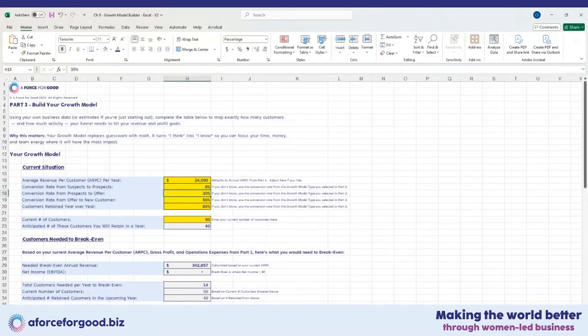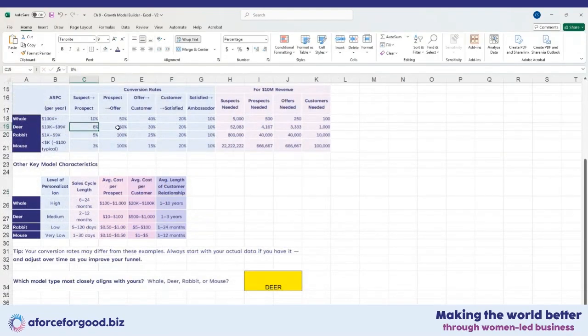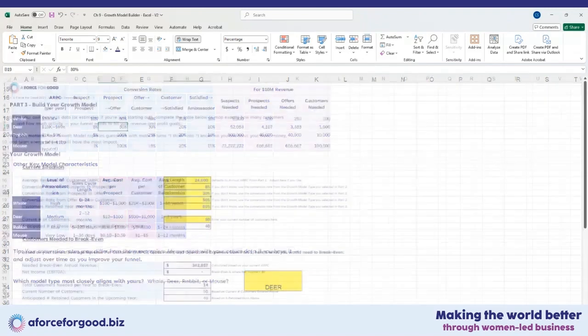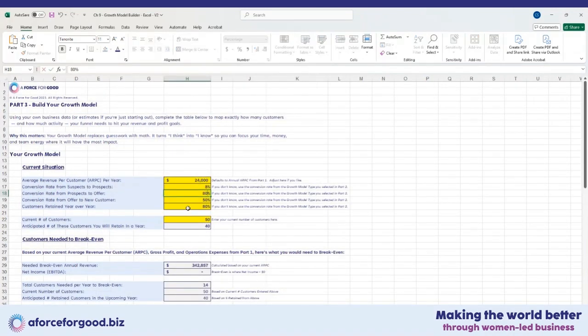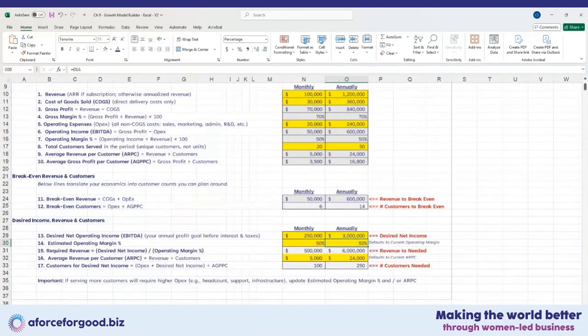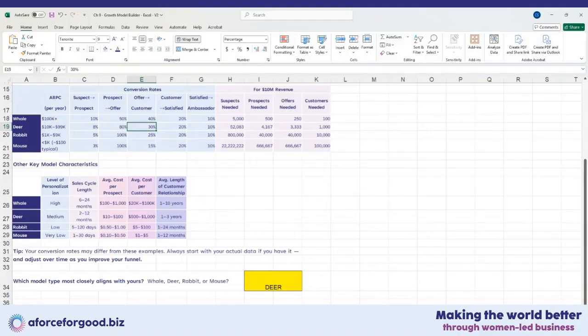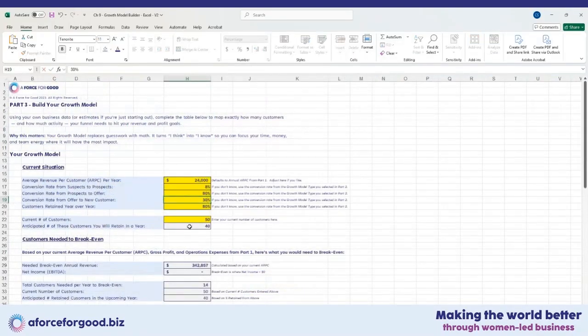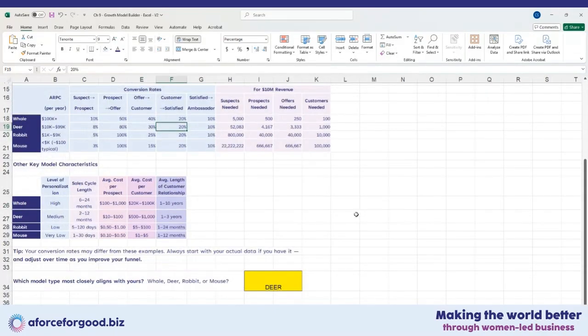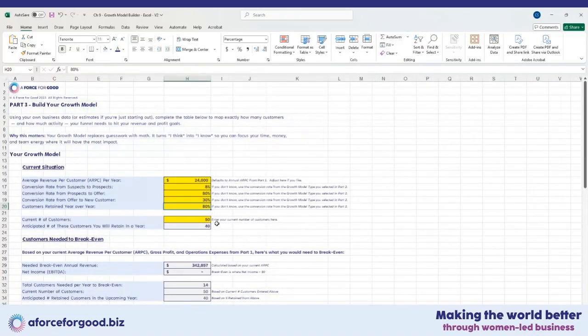From prospects to offer, for a deer, it's 80%. Now I'm going to go over here and adjust to 80%. And I'm going to find out what about offer to new customer. So offer to new customer is 30%. So I put 30%. And then customers retained year over year. So this is going to be important for us to always remember how many customers we're going to keep. We're just going to use this satisfied number. We're going to say 20%. So I'm going to put 20%.